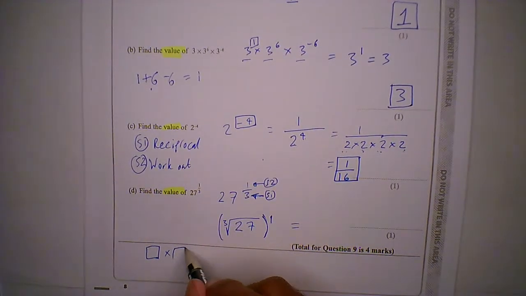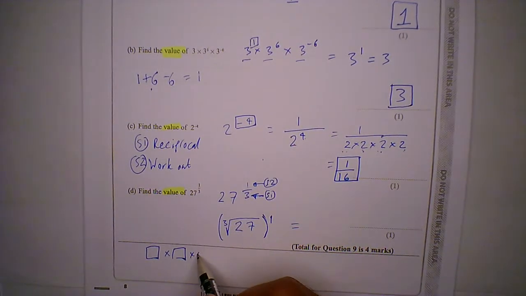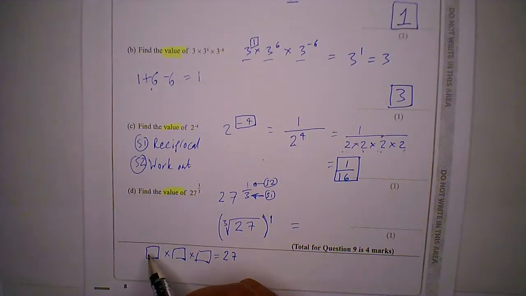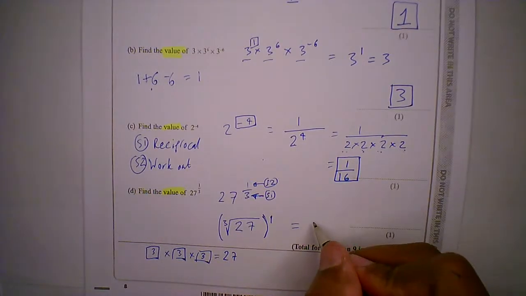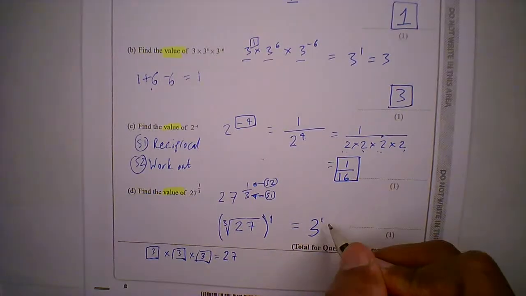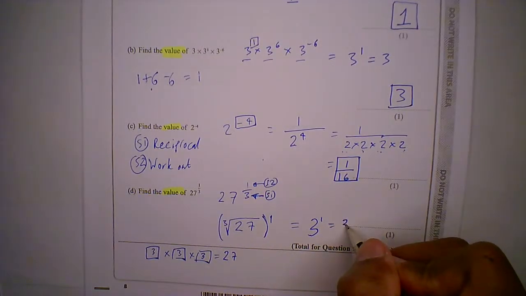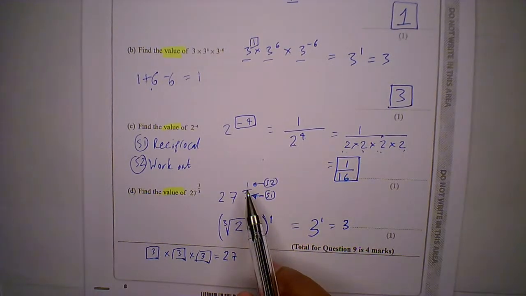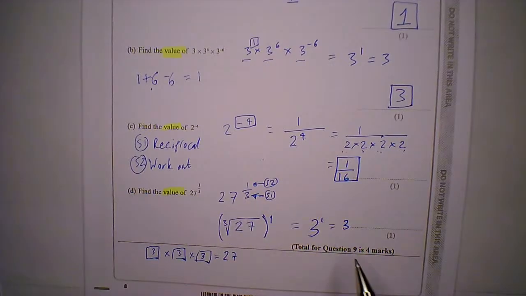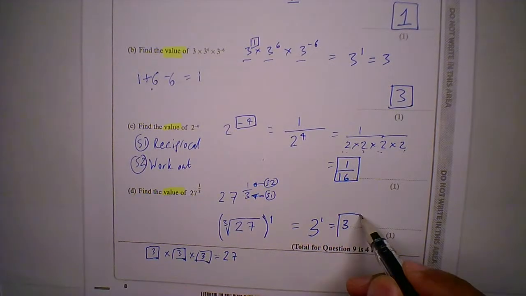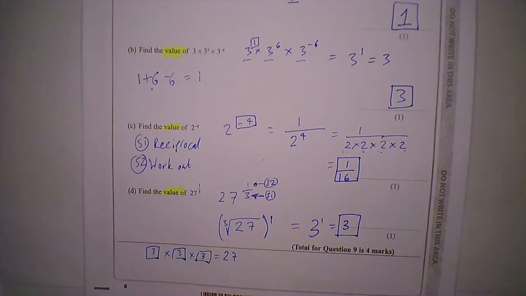Okay, we've done this a few times now, and we should know that it's 3. 3 times 3 times 3: 9 times 3 is 27. So this is 3 to the power 1, which is just 3. If we have 1, in a way, we could ignore it. So my final answer is 3.